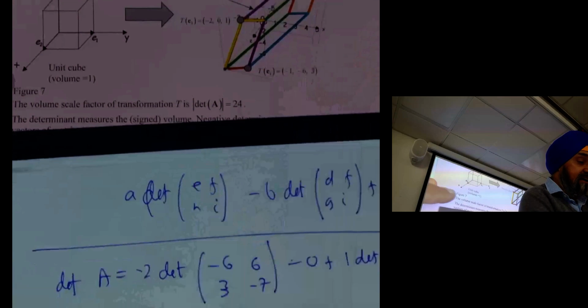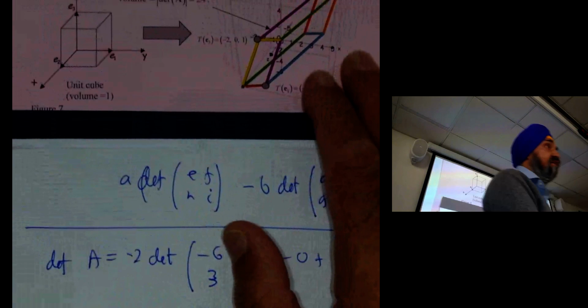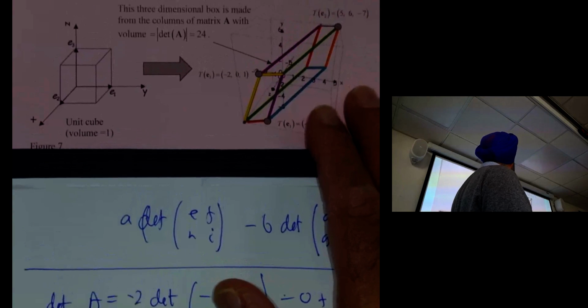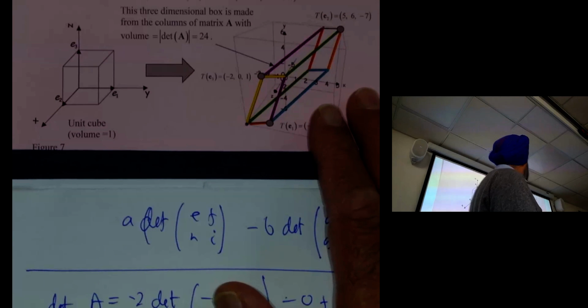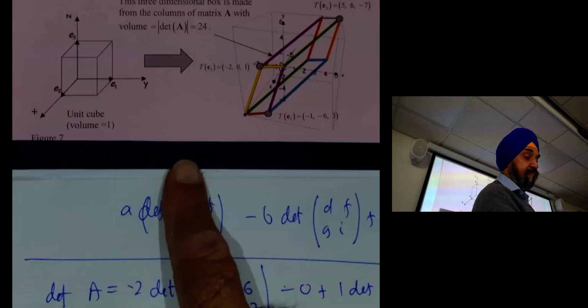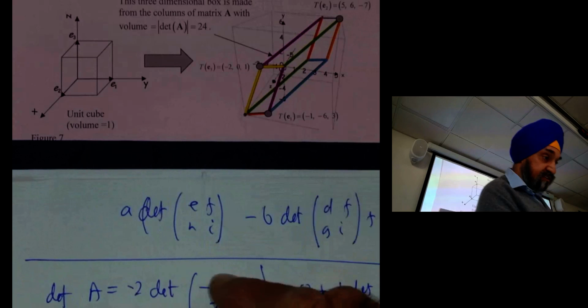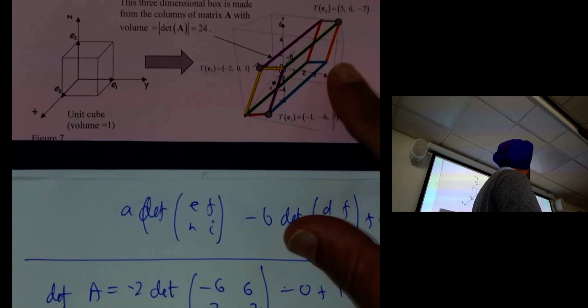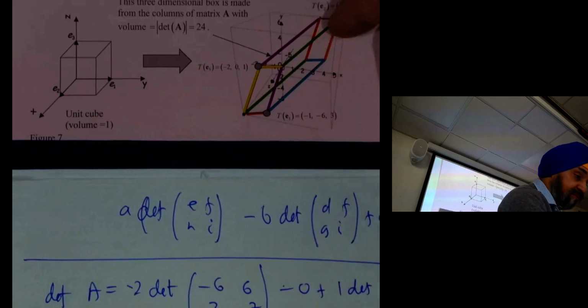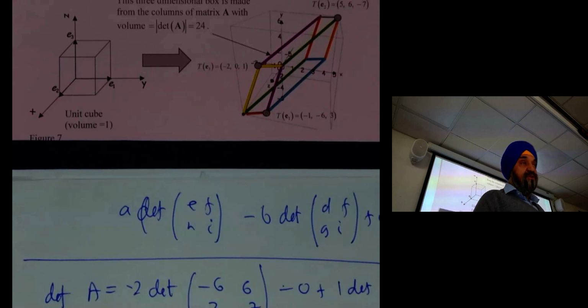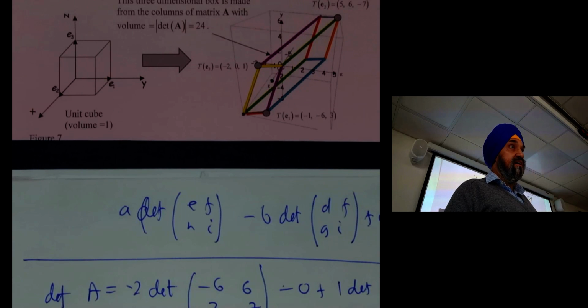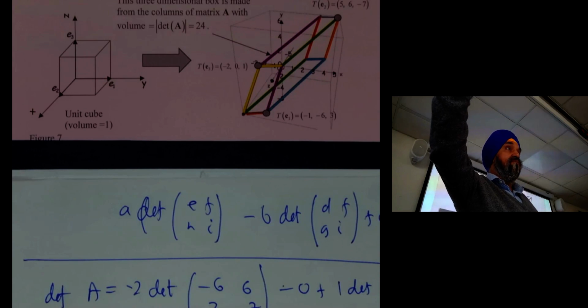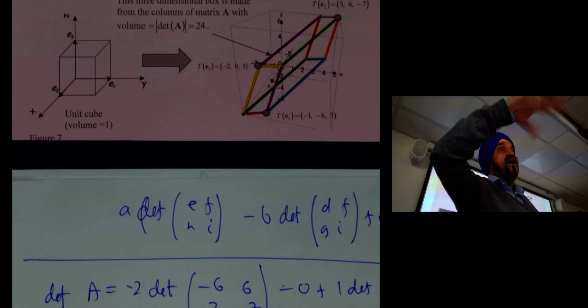So if you take a unit cube, not just a cube but a unit cuboid, and you apply that matrix, this A, which is given to us, you end up with that sort of shape here on the right hand side. And if you work out the volume of this, that is going to be 24, guaranteed. The volume of that is 24. So it's a volume scale factor now. Volume scale factor is, for R4, hypervolume scale factor.